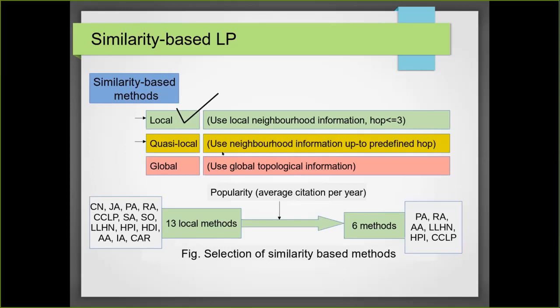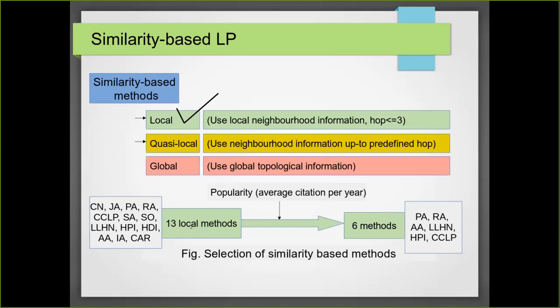So we are focusing only on local similarity-based metrics, because global similarity-based metrics are not suitable for large-scale graphs, because they use global topological information. If a graph contains maybe 100,000 nodes, it will be very computationally inefficient to use global similarity-based metrics. And quasi-local approaches also take much computational time.